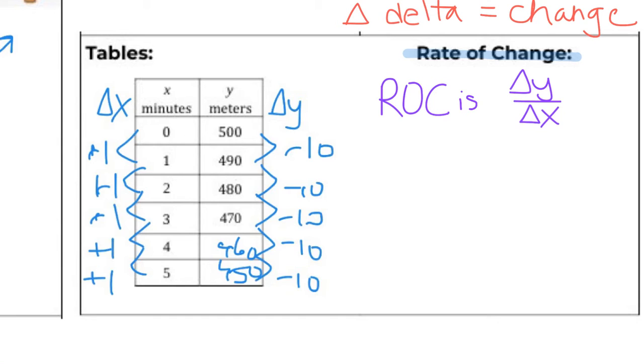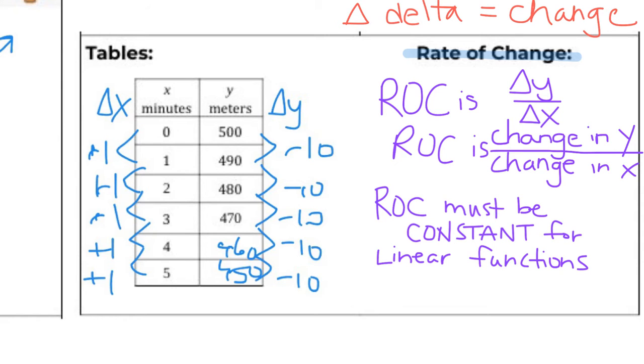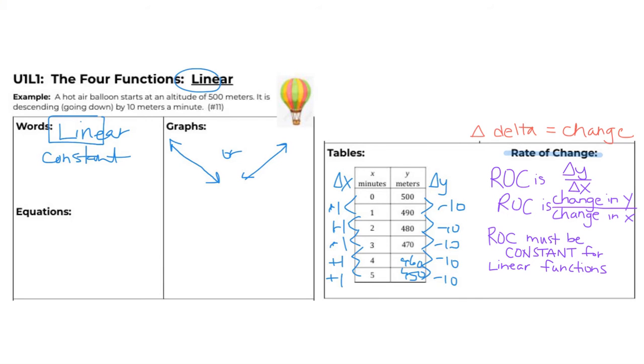And so we sometimes write it out in a longer way, our rate of change. We can write it out that it is the change in y over the change in x. And the last thing to mention here is that the rate of change must be constant for the whole table in order for the function to be linear. So your first page should look like mine.